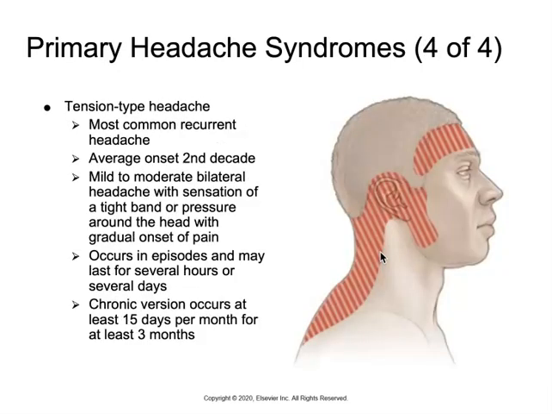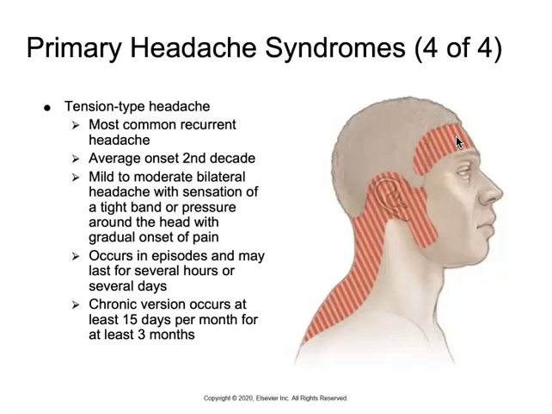Then we have tension type headaches, and these are the most common recurrent headaches. They're typically going to begin in the second decade of our lives, and they cause mild to moderate bilateral pain, often described like a tight band or pressure around the head. So you can kind of see that outline over here, and it may have a gradual onset.